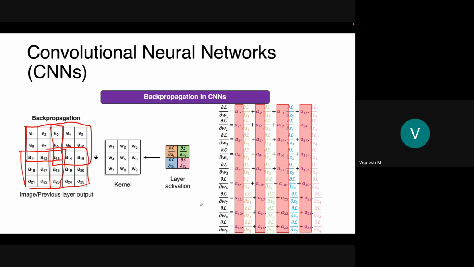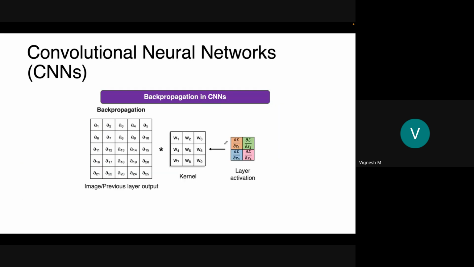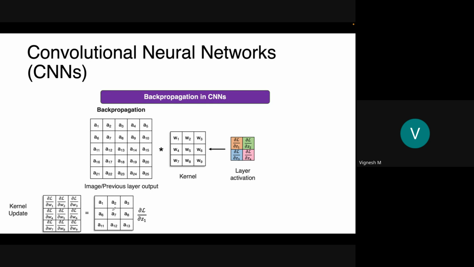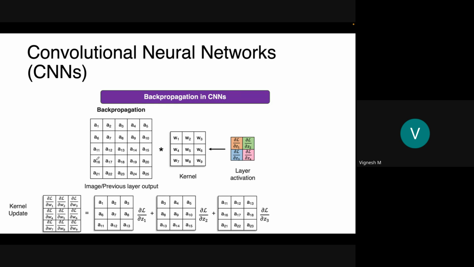Right? So for each loss with respect to Z1, you see that this can be written in a matrix form, where if I take this to be the situation right now, the kernel update would be A1, A2, A3, A6, A7, A8, this part times dou L by dou Z1, plus this part times dou L by dou Z2, plus this part multiplied by dou L by dou Z3, and then finally this part. Okay. Everyone with me here?